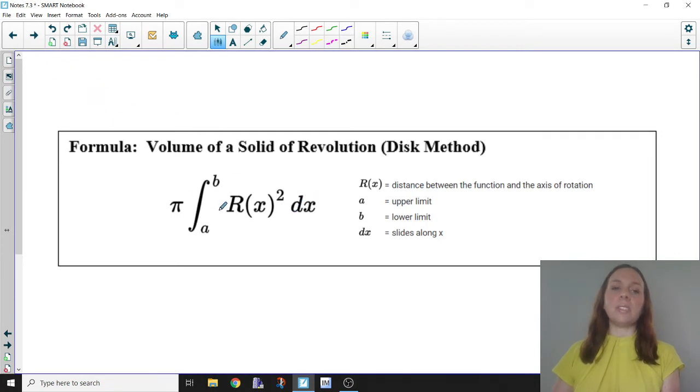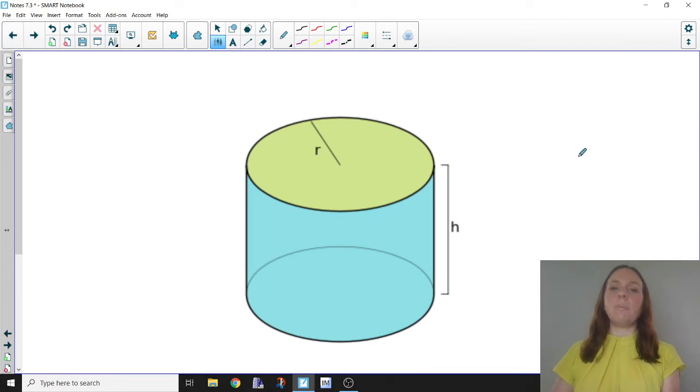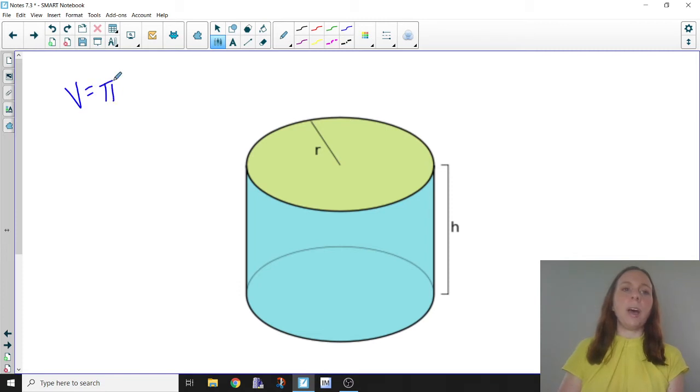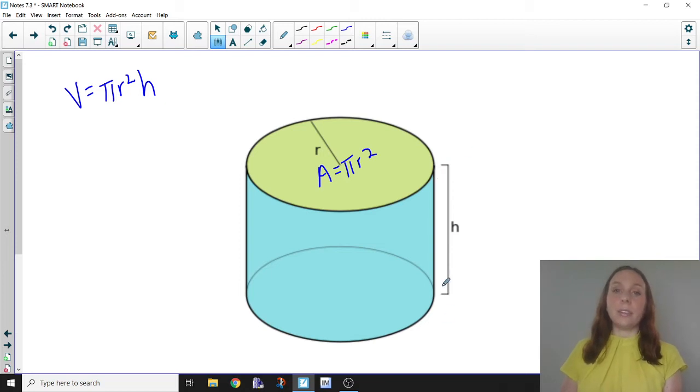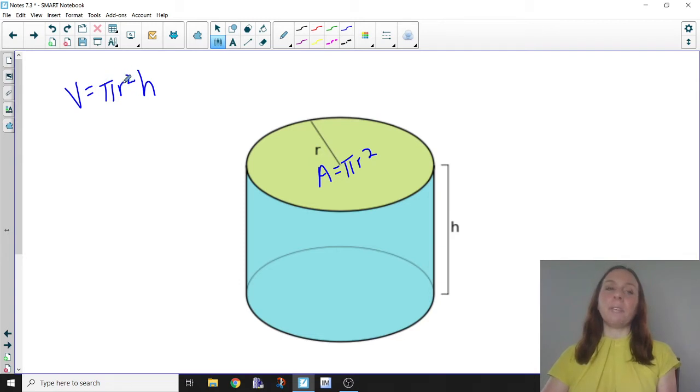Where does all of this stuff come from? Pi r squared dx. What is all of that stuff? Well, let's think about a cylinder for a moment. The volume formula for a cylinder is pi r squared h. Or in other words, it is the area of the circular base times the height.